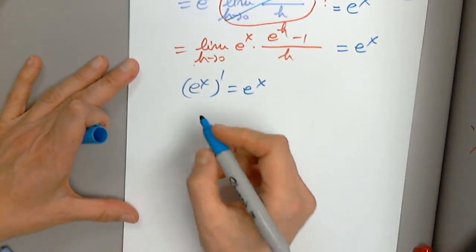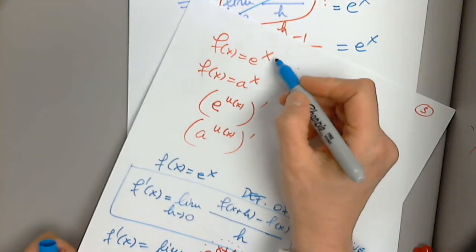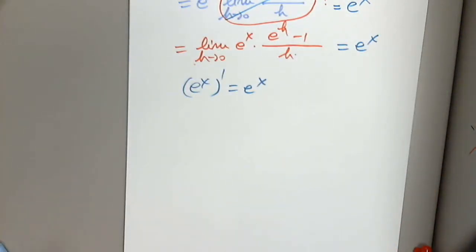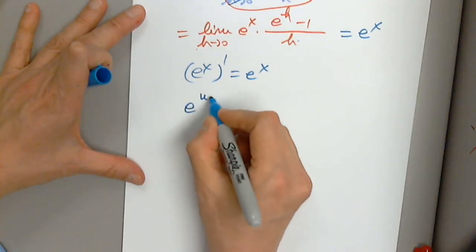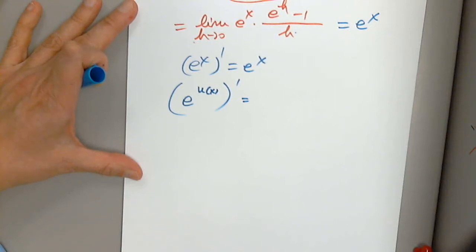Correct. But now I'm asking you this. We know the answer to this. I want to jump to this because you know the answer, because you know the chain rule. So now I want e to a function of x, prime. What will that equal to?